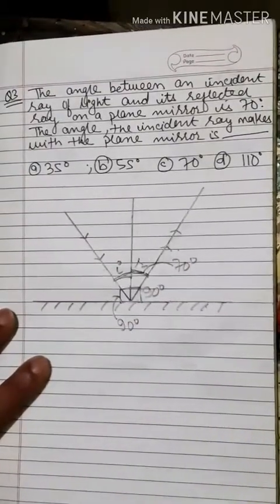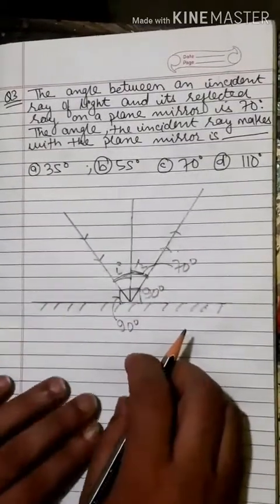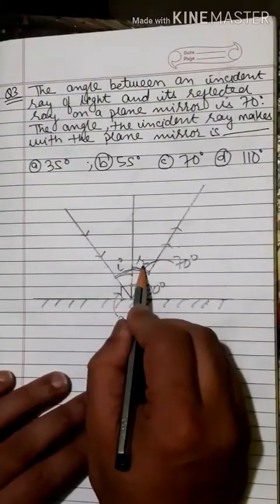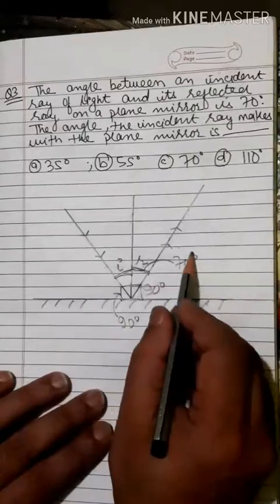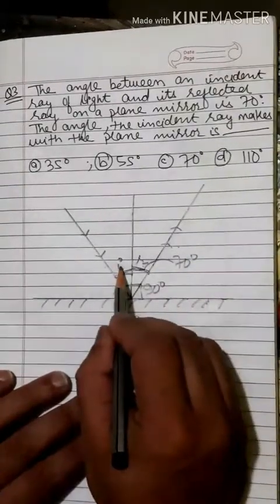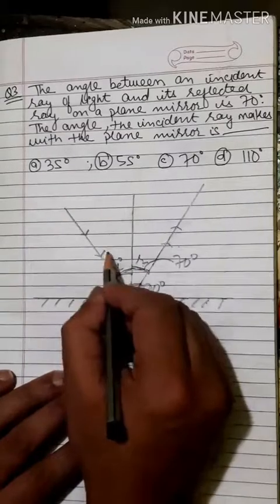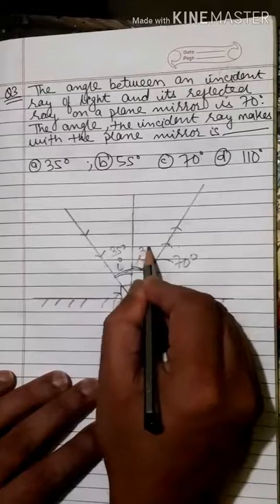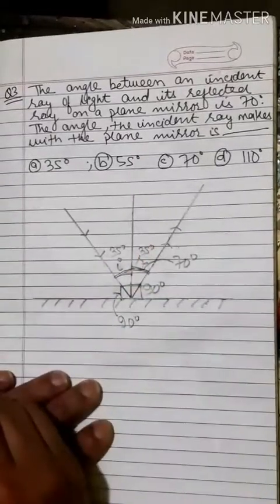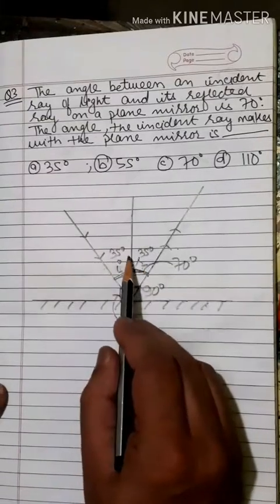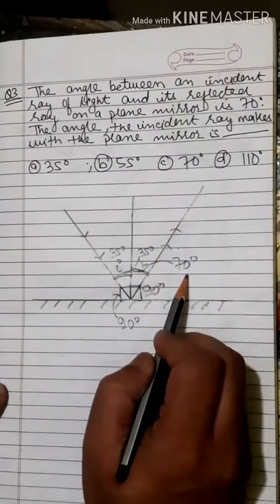Now according to the laws of reflection, we are aware that the angle of incidence is equal to the angle of reflection. So if the sum of I and R both are equal to 70 degrees, what will be our angle of incidence and angle of reflection? So angle of incidence will be 35 degree and angle of reflection will also be 35 degree, because both the angles are equal to each other. So 35 plus 35 will give us 70 degree.